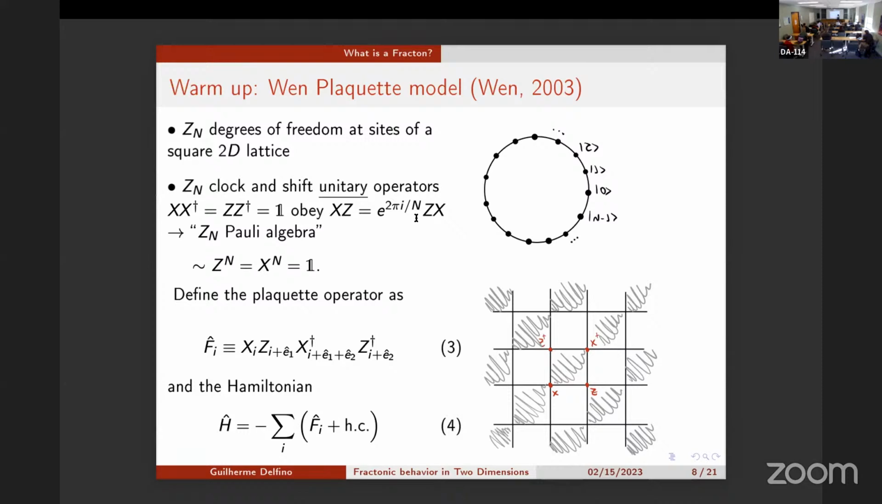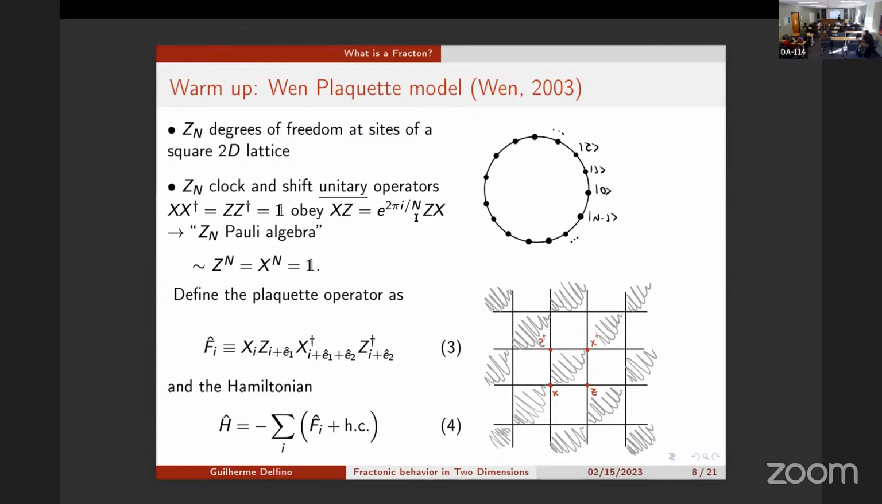These operators obey the condition that raised to the power of n, they go back to the identity. And they are not Hermitian anymore. They are unitary, so they obey this kind of property. These operators, X and Z, are known as clock and shift operators, because you can think that Z measures what time it is, where every dot here is a state, and X shifts the time. It shifts to another state.